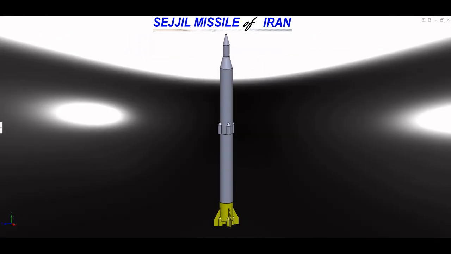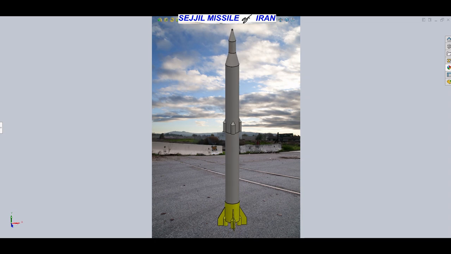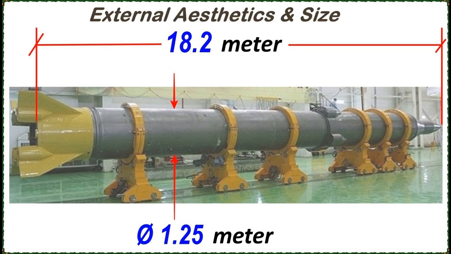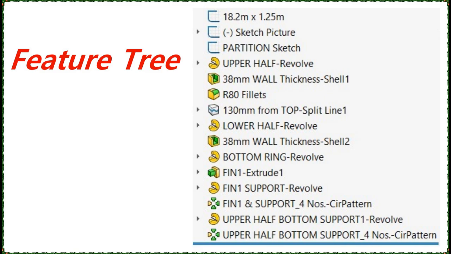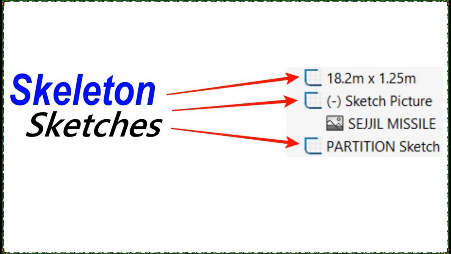This is the 3D solid model of SEJJIL missile built in SolidWorks. Here I focused only on external aesthetics and size of the missile. Here is the full feature tree of this missile 3D model, and these are the 3 skeleton sketches on which the entire missile model is built. Let's look into it one by one.